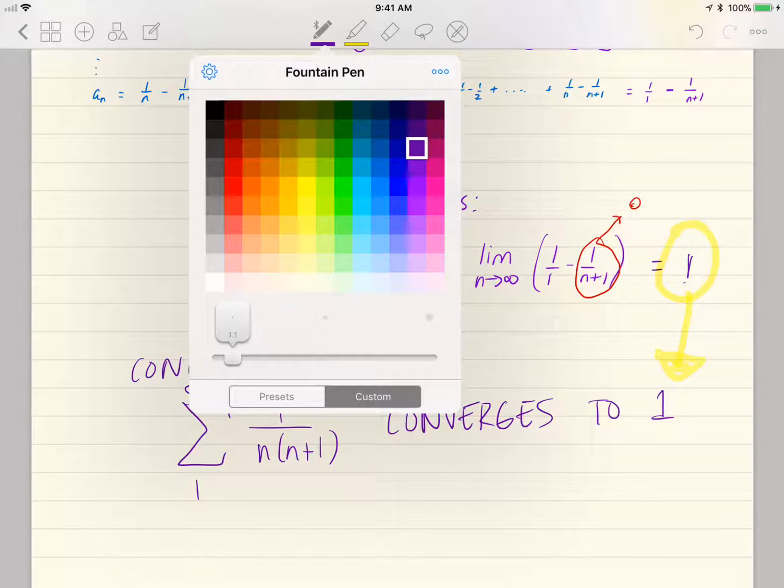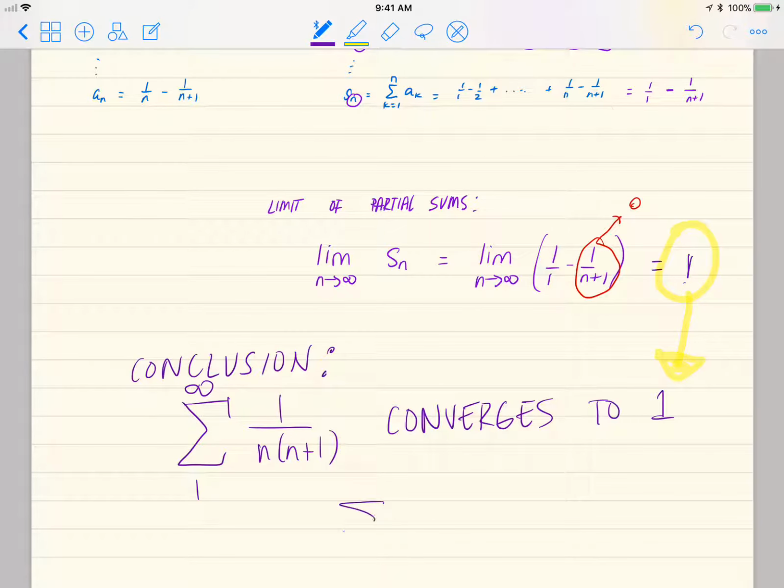And another way that we might write this would be to say sum from 1 to infinity, 1 over n times n plus 1 equals 1. So this is yet another way to write 1. So we can write 1 so many different ways.